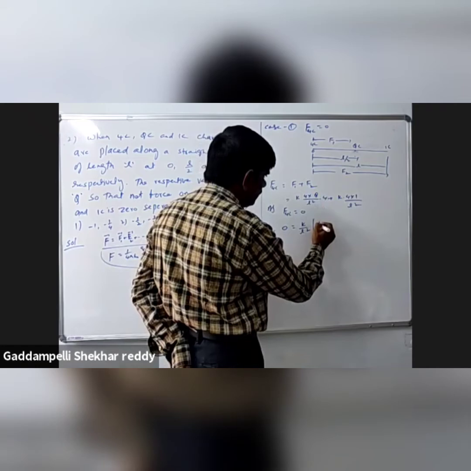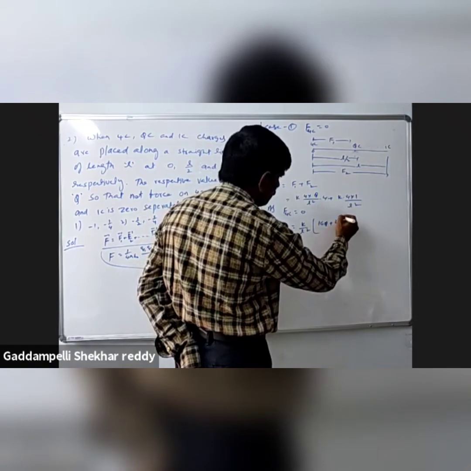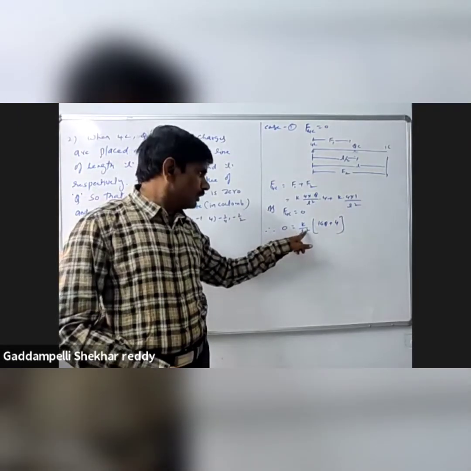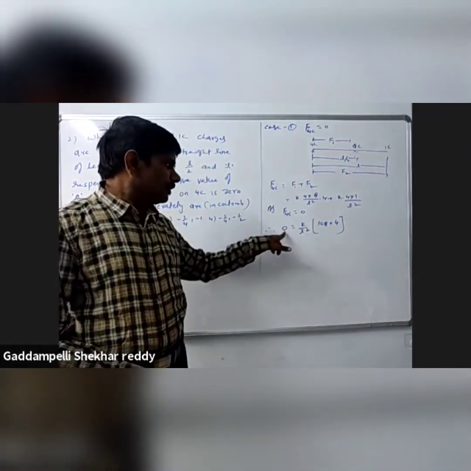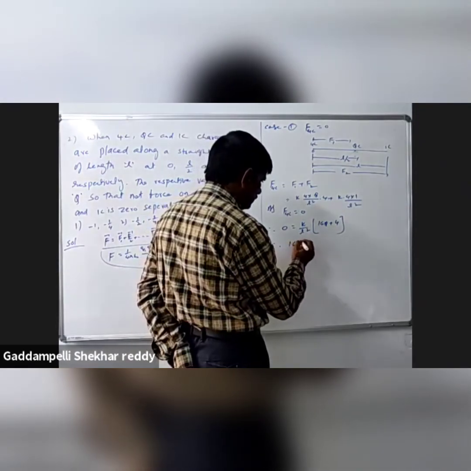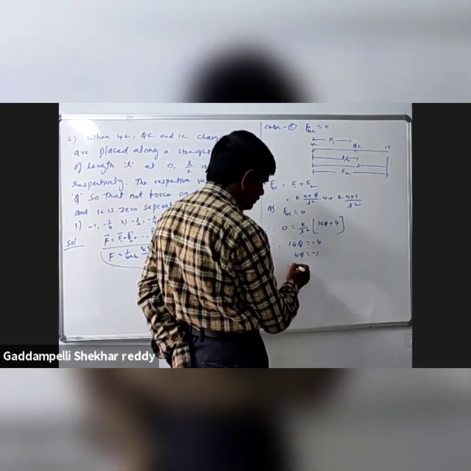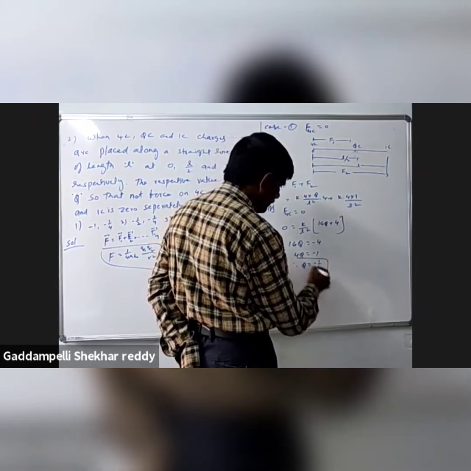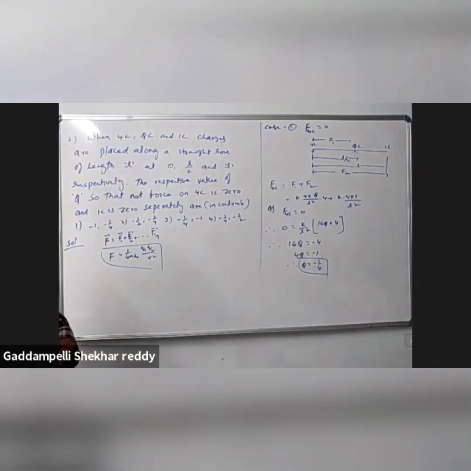Four into 4, 16 Q plus here only 4. So now 0 is equal to K by L square into 16 Q plus 4. This is multiplied, transferred here, and becomes 0. So therefore remaining 16 Q is equal to minus 4. Therefore Q is equal to minus 1 by 4.